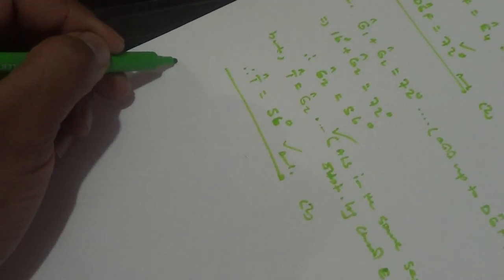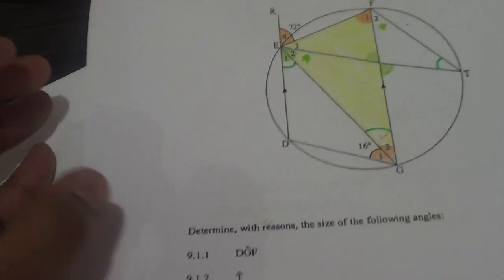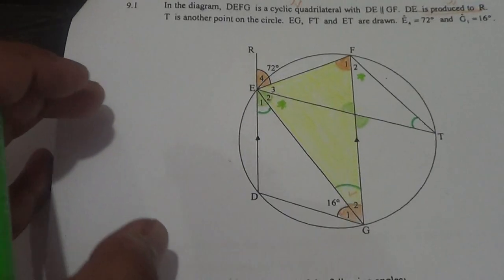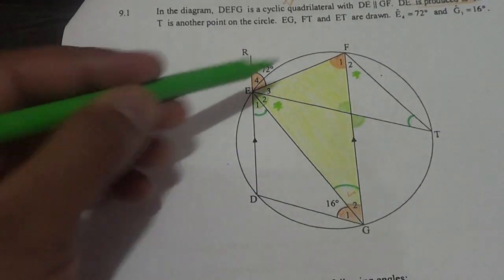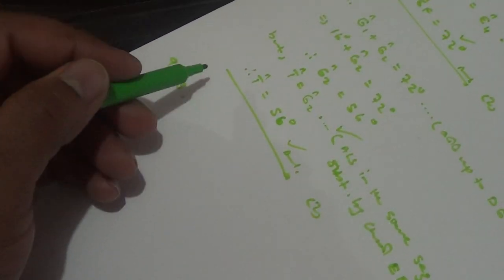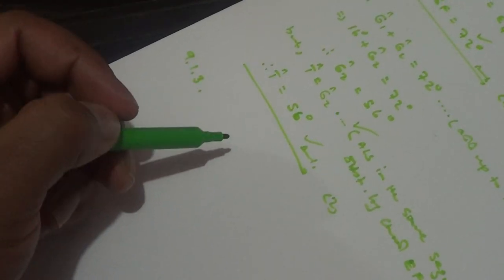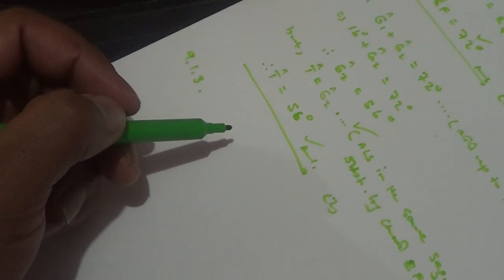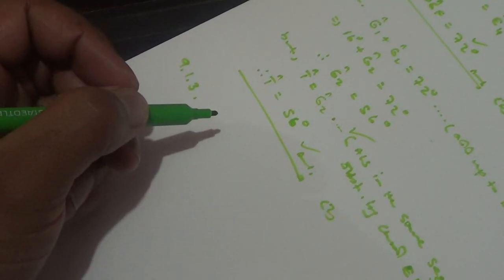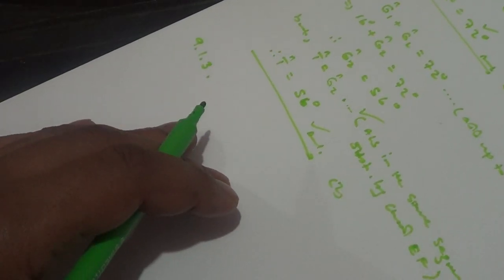Last question, so 9.1.3, what do they want us to find? GEF, that is E2 and 3. So we can say now in, okay, let's start again. There were more marks for this one. I don't know why they decided to give us less. We need to make some declarations.